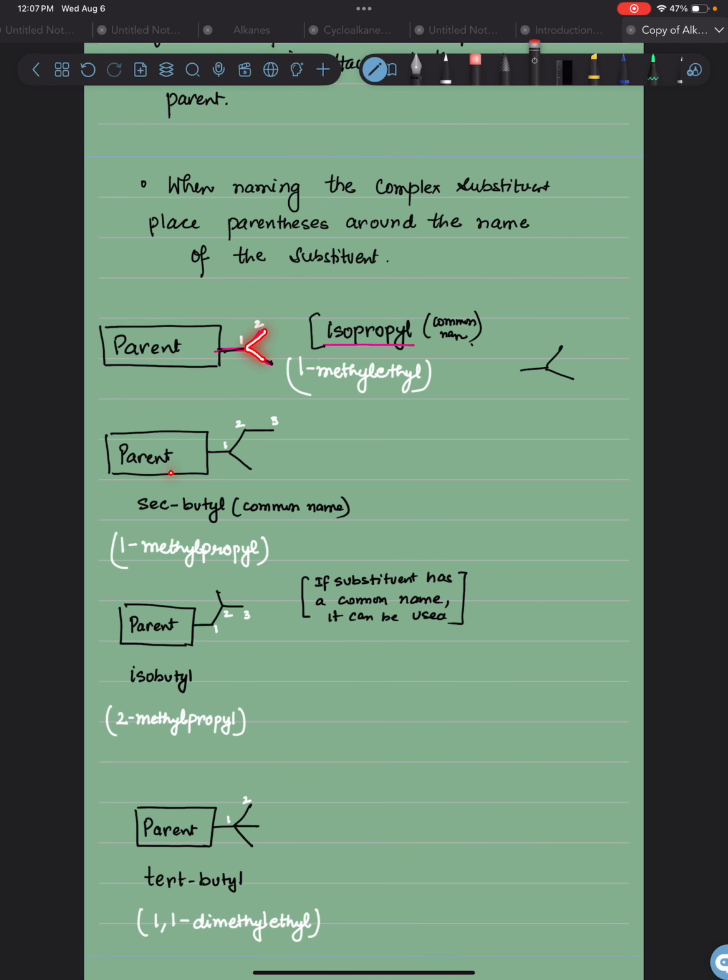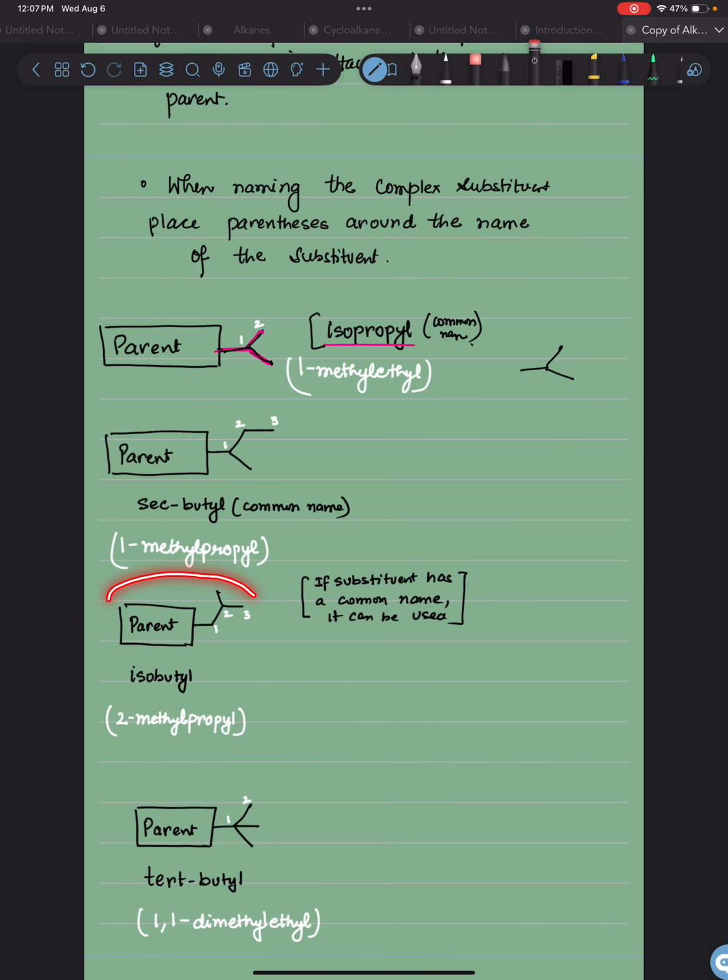If this is the parent, then this chain is called secondary butyl, 4 carbons. But the systematic name is, at first carbon you have methyl, so 1-methyl, and it is a 3 carbon long chain, so propyl, 1-methyl propyl. And you will put all that in brackets, and the point from which it is connected, whatsoever the number of that carbon in the main chain, you will put that there.